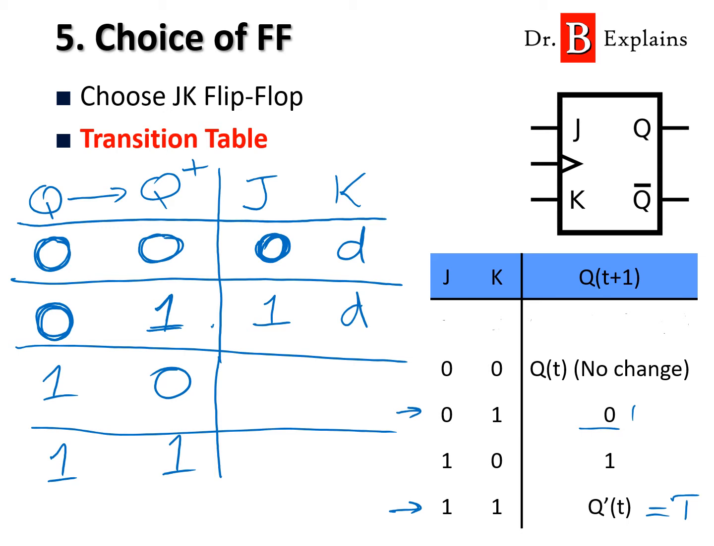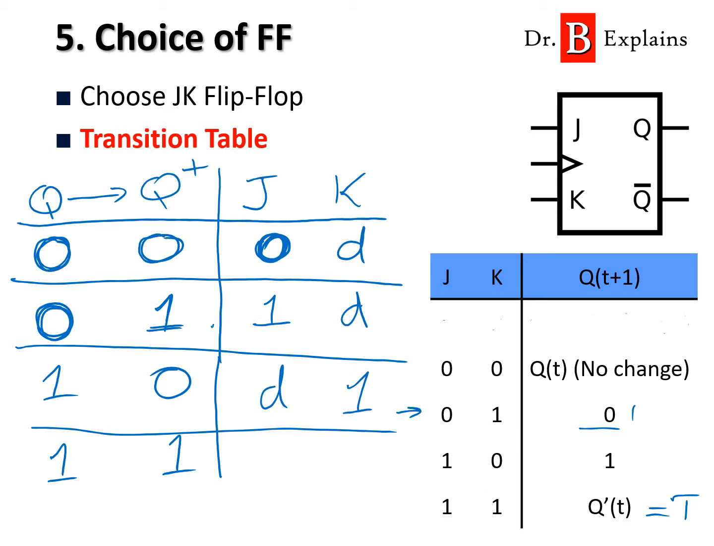In this case, just cover this row with your hand for a minute. What do these two columns have? In the case of the J, is there something common? Or in the case of the K, something common? So K is 1 here and 1 here. So for sure, I have to put that as a 1. And then if you look at the J, whether it's a 0, whether it's a 1, it doesn't matter. So we can put that as a D. It doesn't matter.